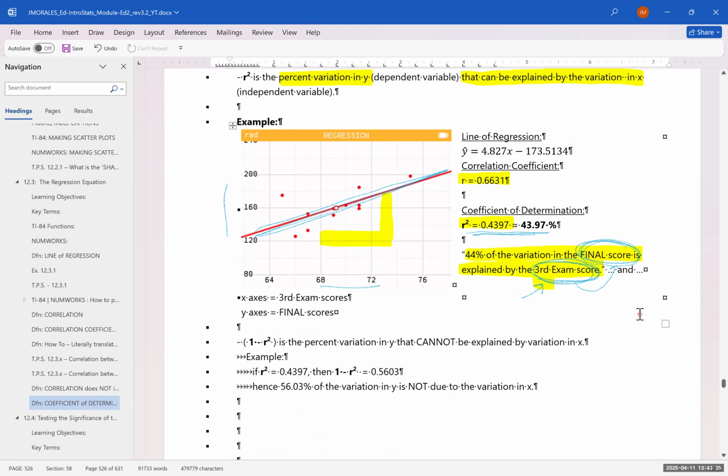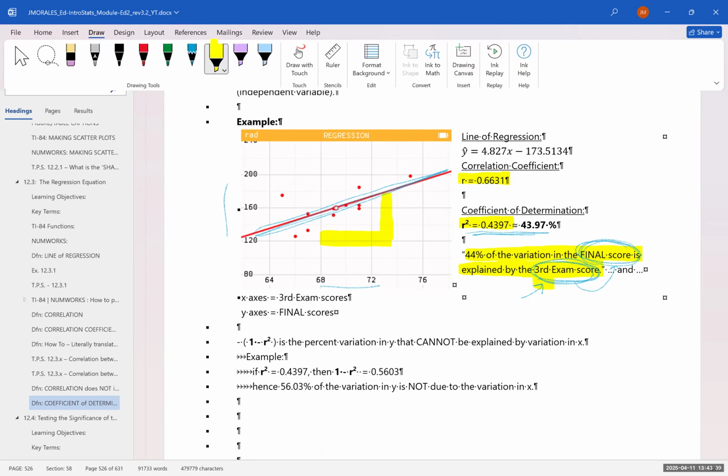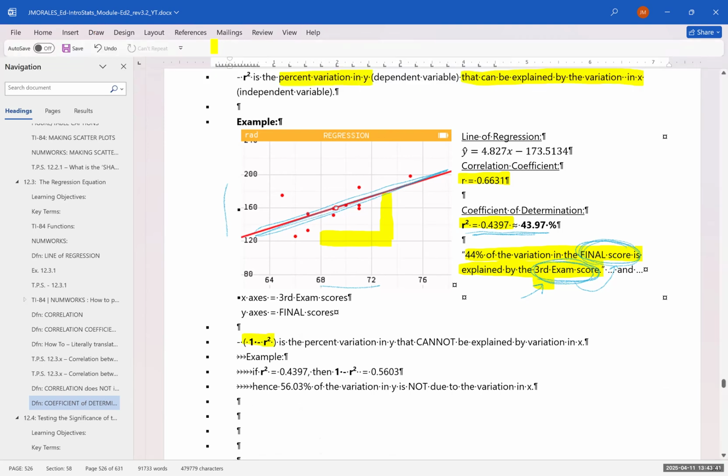And so we can look at the flip side of that. So we can do 1 minus r squared. And this is the percent of the variation in y that cannot be explained by the variation in x.